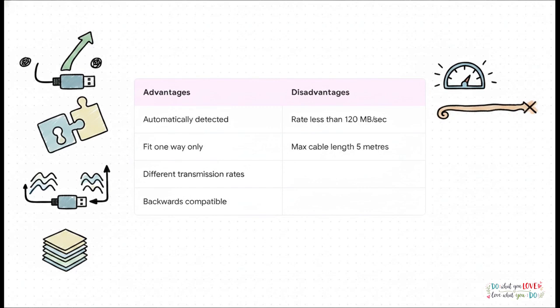It's incredibly user-friendly. You plug it in, and the device is automatically detected. The plugs are purposely designed to only fit one way, completely preventing you from making incorrect connections that could fry your hardware. Plus, it supports different transmission rates and is wonderfully backwards compatible. However, it does have its limits. The transmission rate for a standard USB is generally less than 120 megabytes per second, and because of signal degradation, that cable can't be longer than about 5 meters.